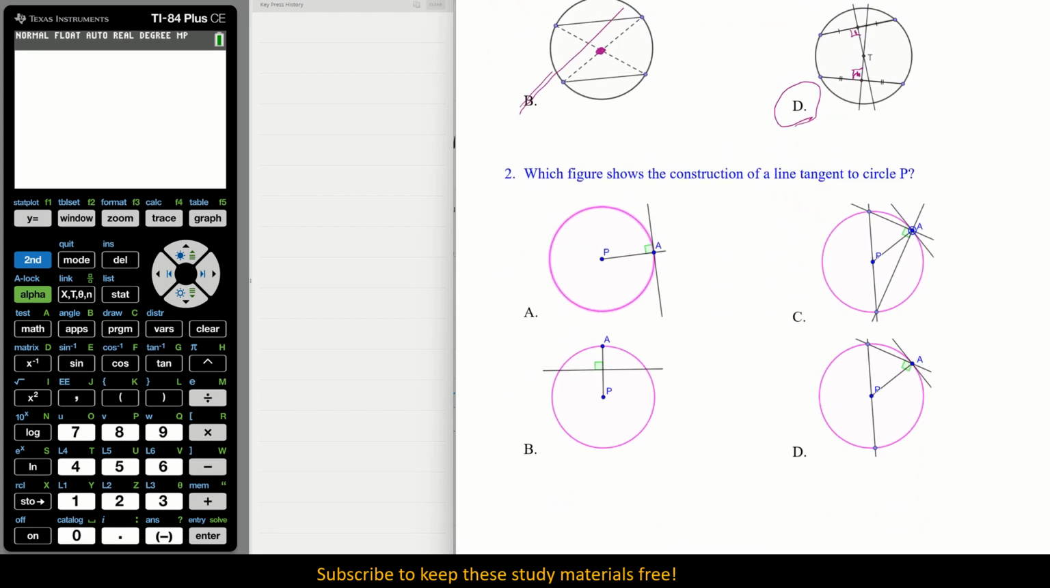For number 2, we have which figure shows a construction of a line tangent to circle P. They're not asking what is the better construction. They just want to know which one properly shows that construction, what it should look like. Well, I'm going to tell you now. B, that's not tangent. So that's not going to work. C has some tangency, but they don't prove it.